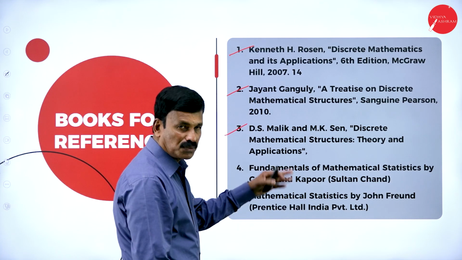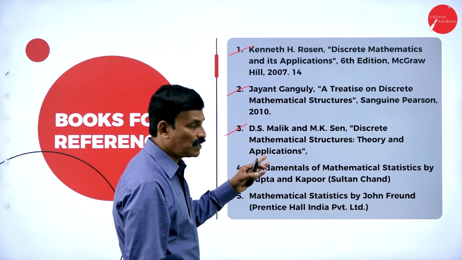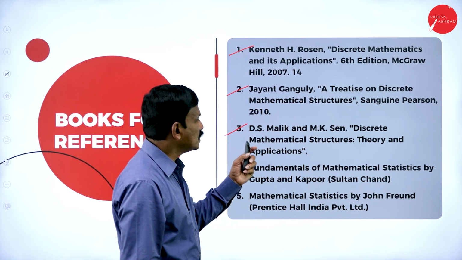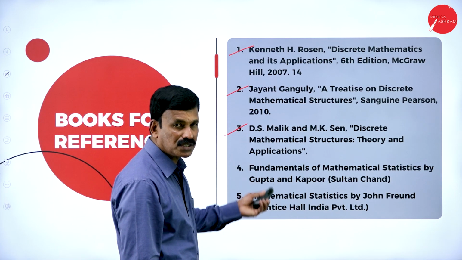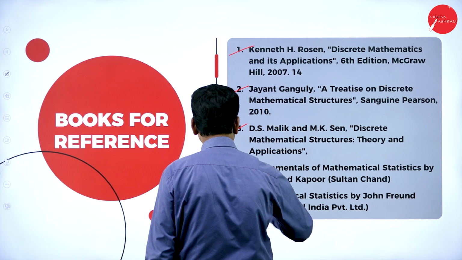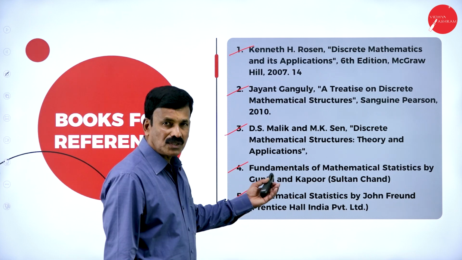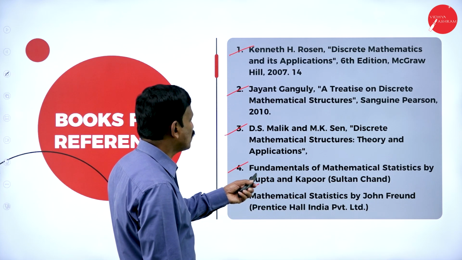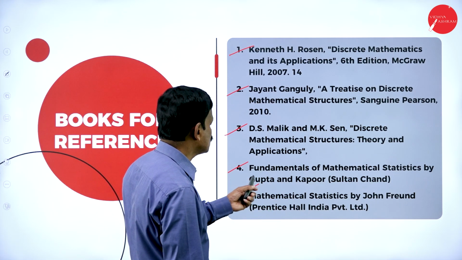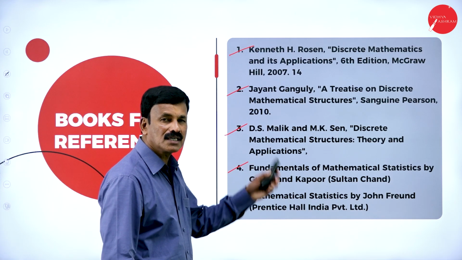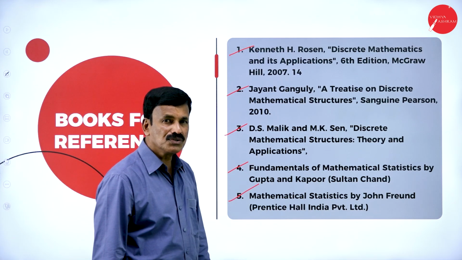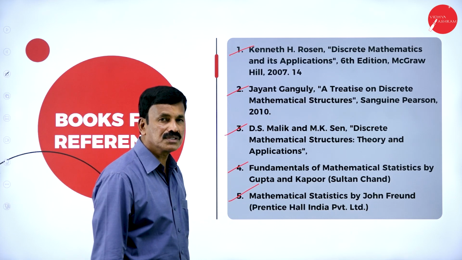The third one is the algebraic part, Discrete Mathematical Structures by D.S. Malik and M.K. Sen, that is for the first and second units. Whereas for the third and fourth units, we are going to study statistics from two books: Fundamentals of Mathematical Statistics by Gupta and Kapoor, and Mathematical Statistics by John. So these are the books we are going to use as reference books for this subject.